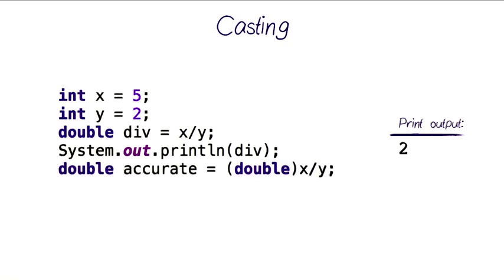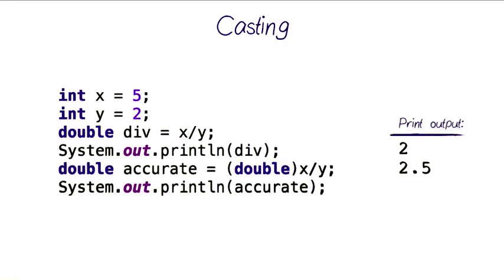However, if we try to cast one of the variables, say x, to become a double using this parenthesis surrounding the word double, this will force the division to result in an accurate value. Casting is a really important concept in programming, and you should always be aware of what data types your variables are and when to convert a value from one type to the other.